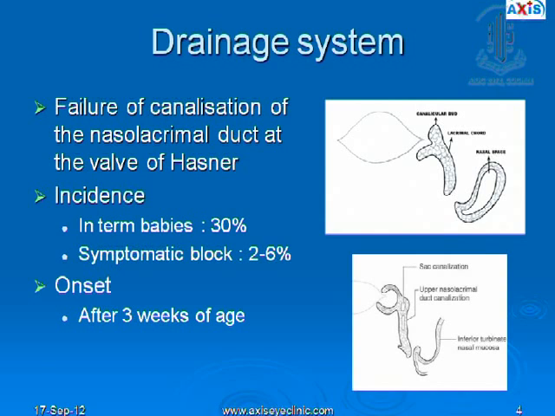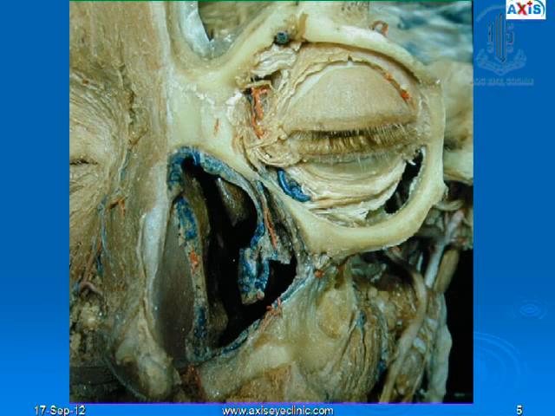is the congenital NLDO. The incidence of this problem is about 30% in term babies, and the symptomatic block is seen in about 2 to 6% of the children, and the onset will occur after 3 years of age. So this is how the canalization proceeds. From the center there is this ectoderm which grows towards the eyes, and the punctum and the nasolacrimal duct are the ones which will open last. The nasolacrimal duct can open even 1 or 2 days after birth.